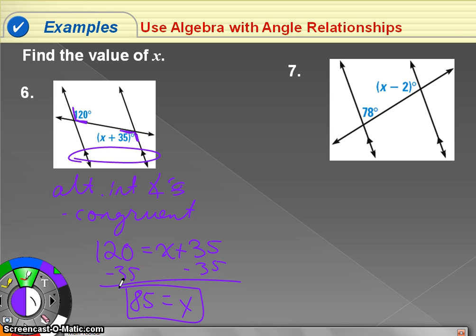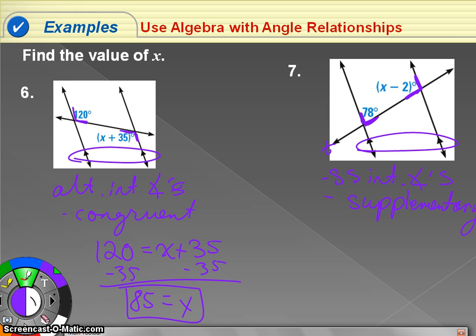All right, so then over here, I'm looking at this 78 in number 7, and then this x minus 2. Those are on the same side of my transversal. Here's my transversal T, and these are parallel lines. So these are same side interior angles, and same side interior angles are not congruent. Those are supplementary.